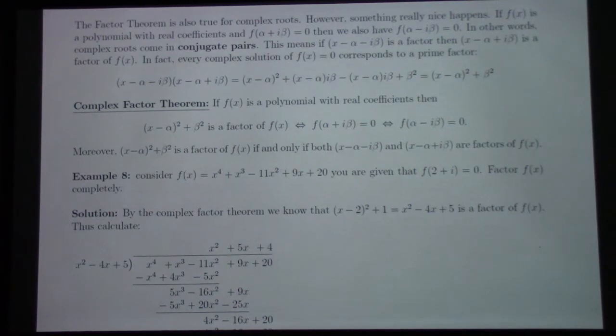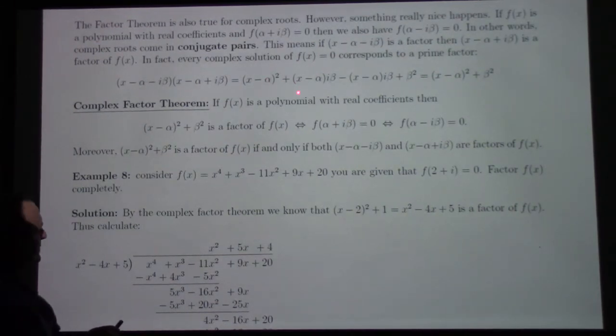So the factor theorem is also true for complex roots. However, in the complex case, something really nice happens. The complex roots come in conjugate pairs. If you've got f of alpha plus i beta being 0, then you get f of alpha minus i beta being 0. This alpha and beta, they're just Greek letters. Don't be scared of them. They're just numbers. And so when you multiply the alpha plus i beta factor with the alpha minus i beta factor, what happens is something really cool.